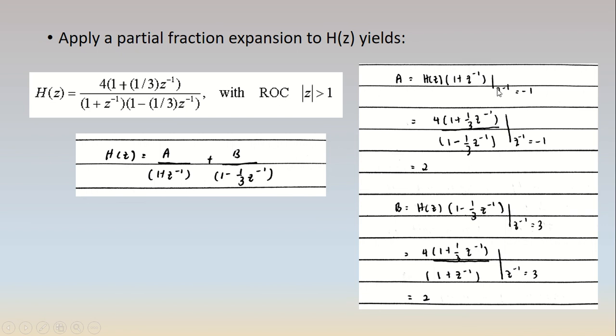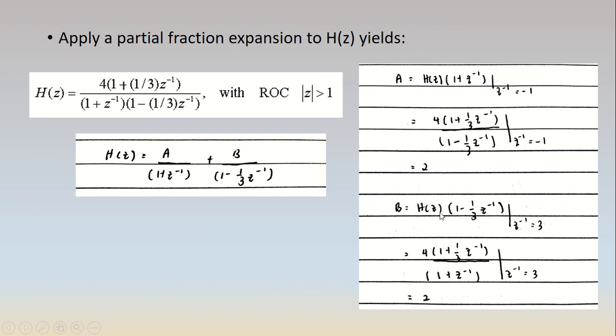We need to put the value of z to the power of negative 1 equal to -1, which when we put into this, we will get 0. So we can cancel the first bracket because it will become 0. Then put this value into the other z to the power of -1. We will get this, you put -1, and this also you put -1. Then just calculate it, and we will get A equal to 2.